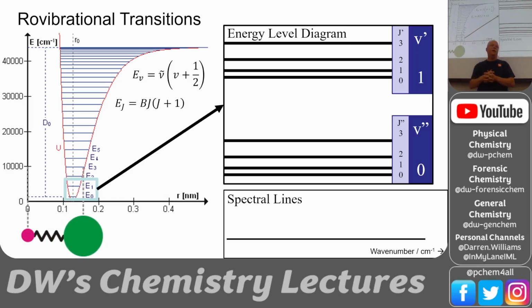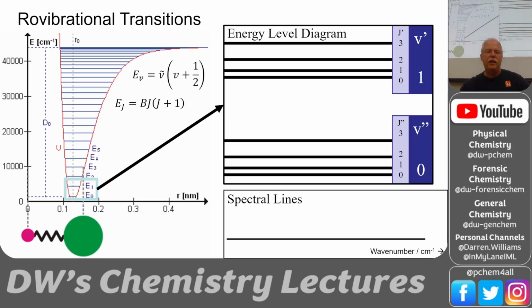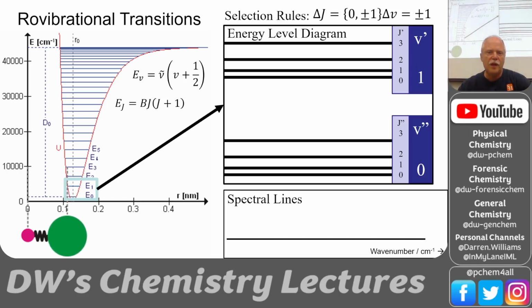We have rotational hot bands. And so let's look at those. We can have transitions. If we look at our selection rules, V plus or minus 1, so we can go from 0 to 1. That's allowed. And then the delta J's can be 3 options. So we can have a 0, a plus 1, or a minus 1 in J.